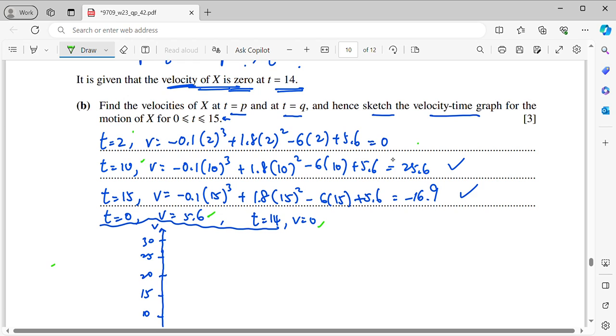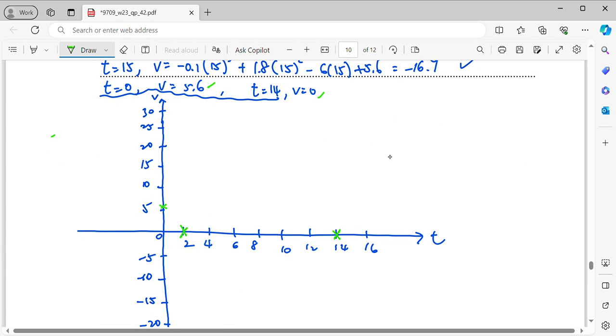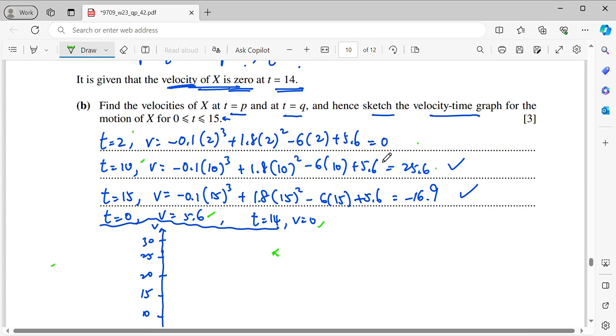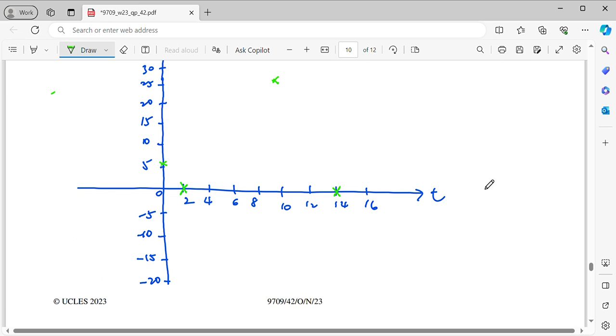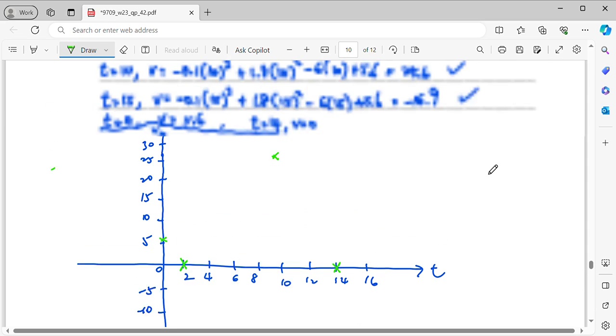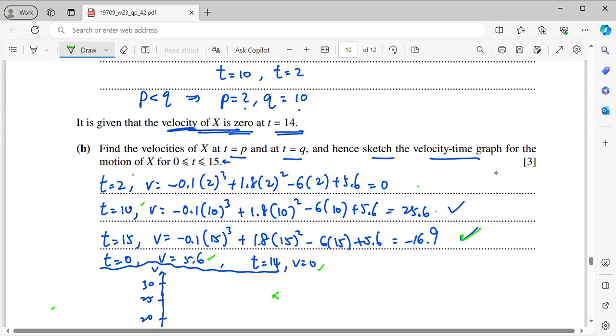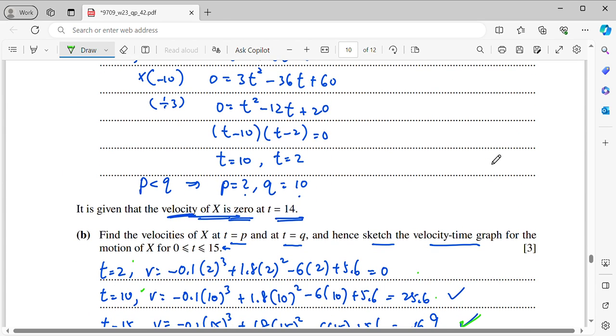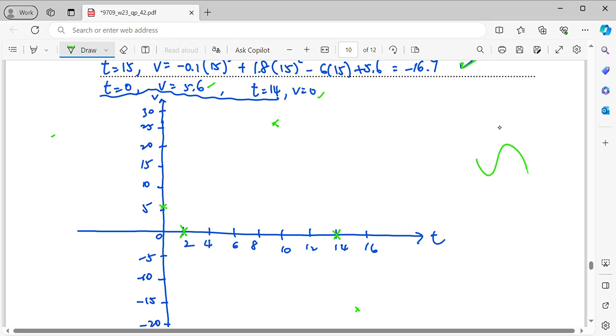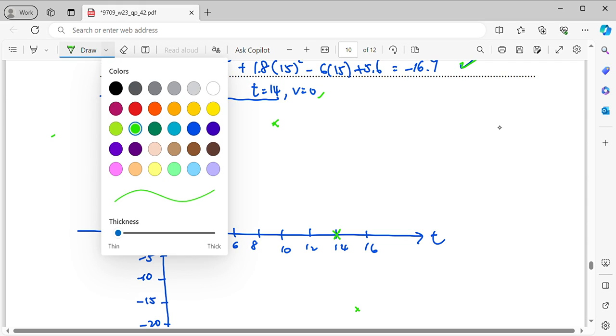When t equals 10, v is 25.6. So 10, 25.6. 25.6 is roughly here. Okay, then the other one, when t is 15, v is negative 16.9. So 15, negative 16.9, roughly here. Okay, since this is a cubic function, you see the t cubed here, right? So it will be in this shape because of the negative t cubed. Okay, so now I will join the points.